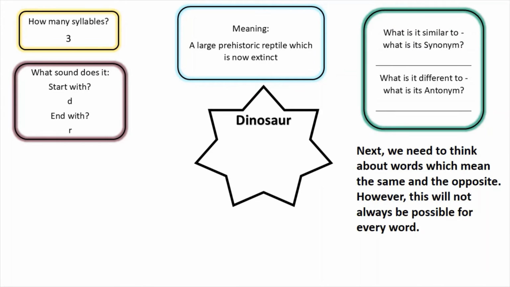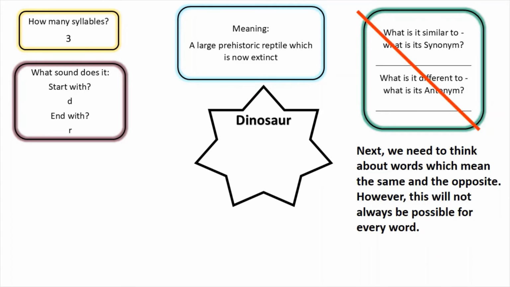Next, we need to think about words which mean the same and the opposite of the word that we've got in the middle of our word map. However, this will not always be possible for every word. A synonym is a word that means the same or similar as the word in the middle of our word map, and an antonym is a word that means the opposite. For the word dinosaur, I can't think of a synonym or an antonym, so on this occasion, we cannot complete this box.